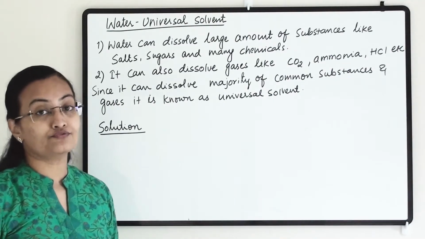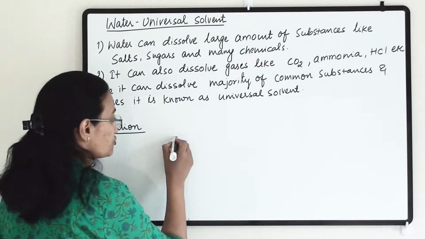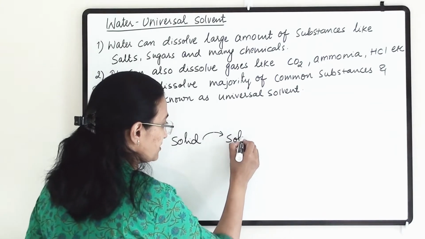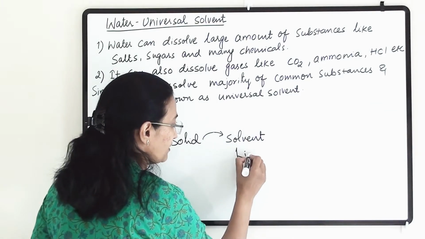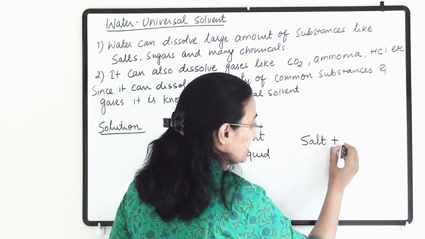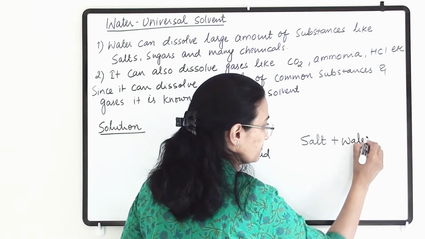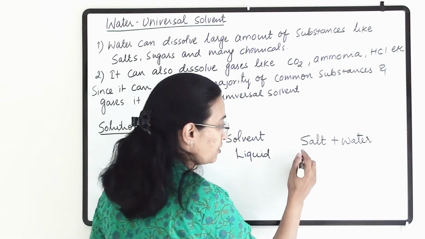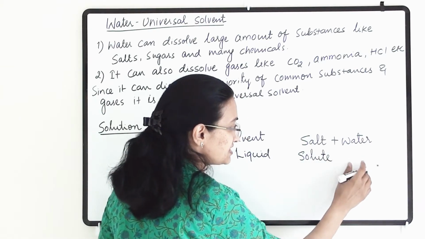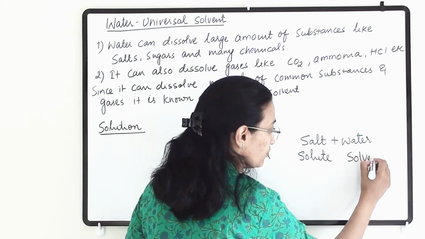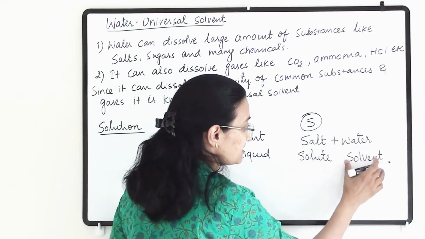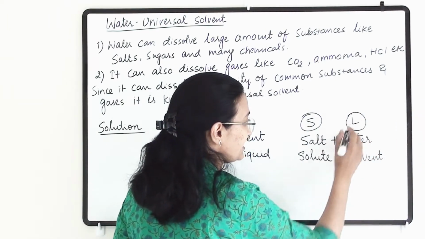Now what is the meaning of solution? When we take one solid substance and dissolve it into a solvent. Solvent means any liquid. For example, if I am taking salt and adding that into water, here the solid substance is salt, so that will be considered as a solute. And water is a liquid substance, it will be considered as a solvent. So here the solute is considered a solid substance and the solvent, water, is considered a liquid substance.